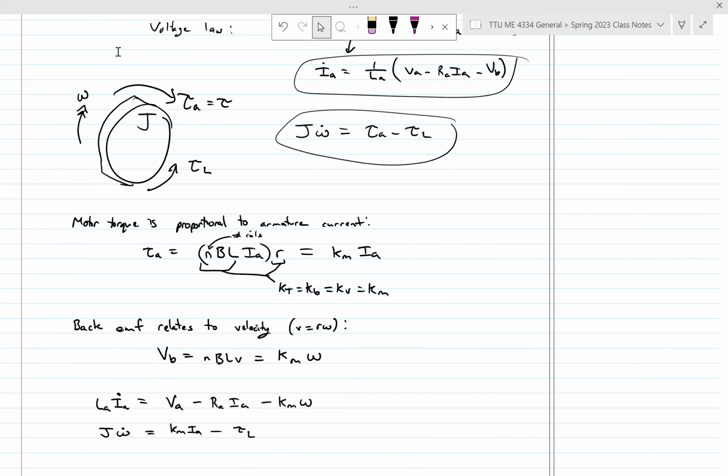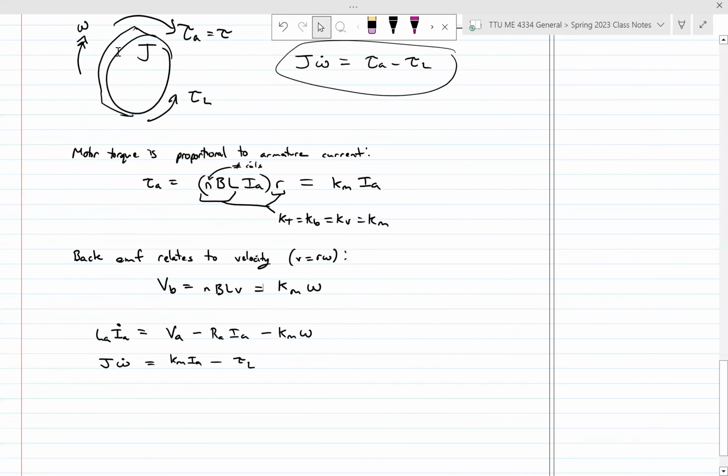All right, so now we can get a transfer function, right? Our inputs to this system: VA, that's an external voltage source, putting power into this system. That's one of our inputs. But we actually have another input. This load torque is an external torque that's acting on our system here. So we actually have two inputs.